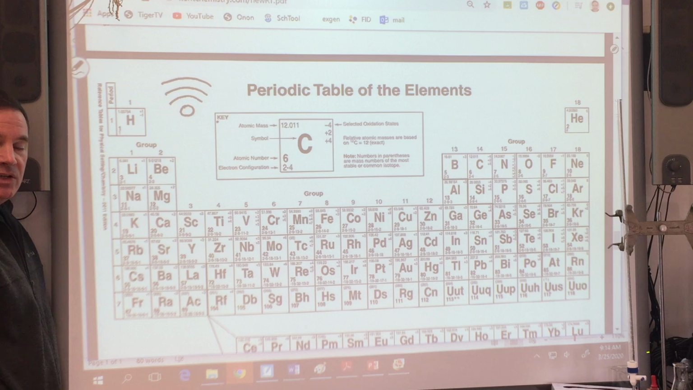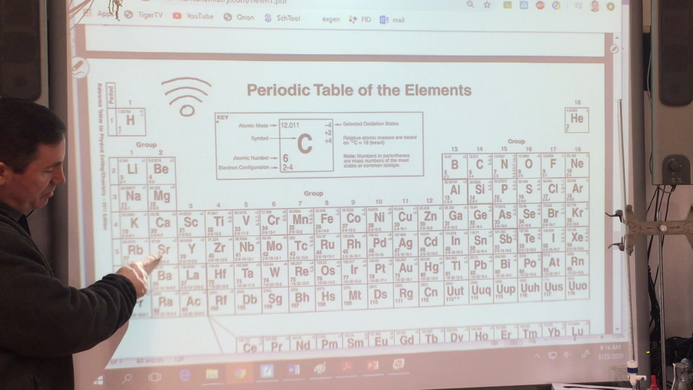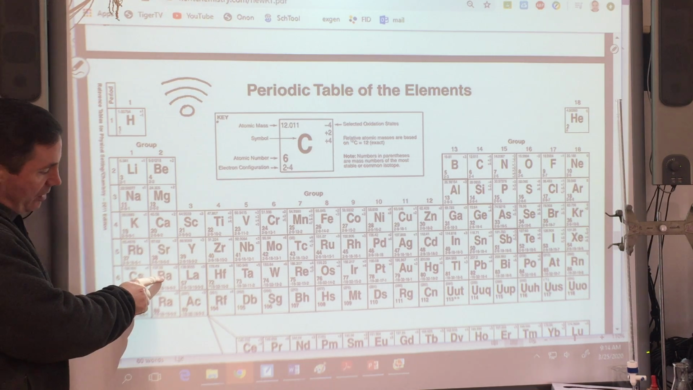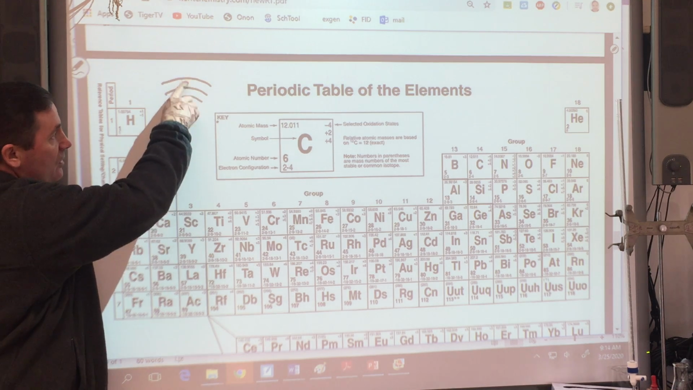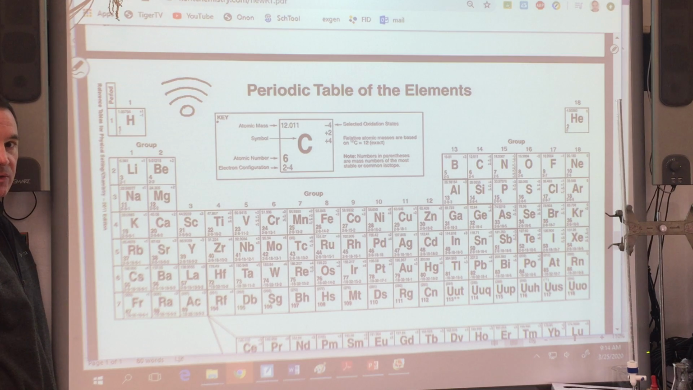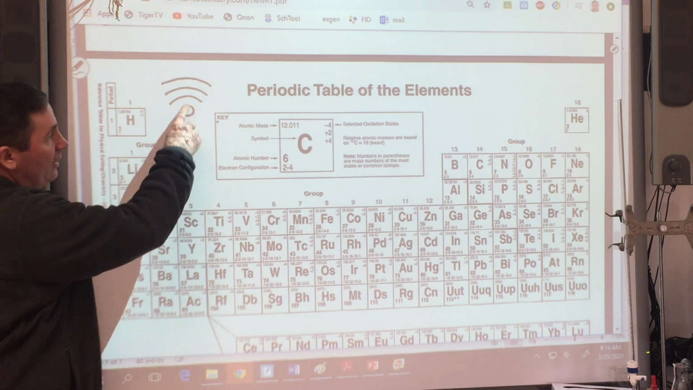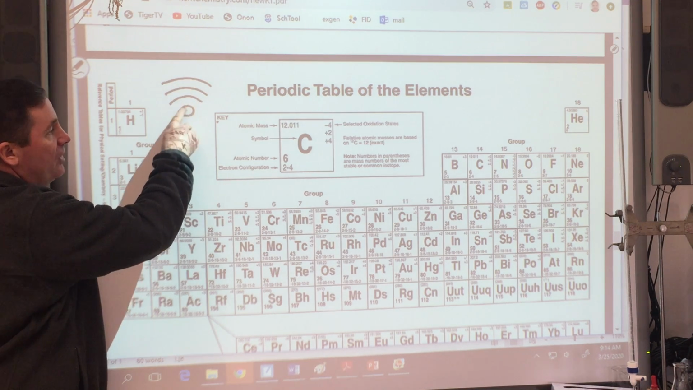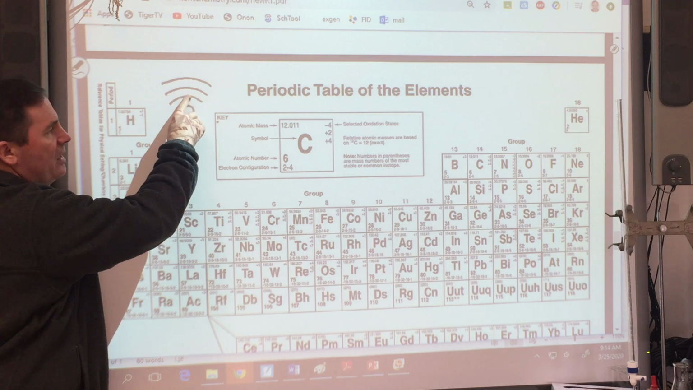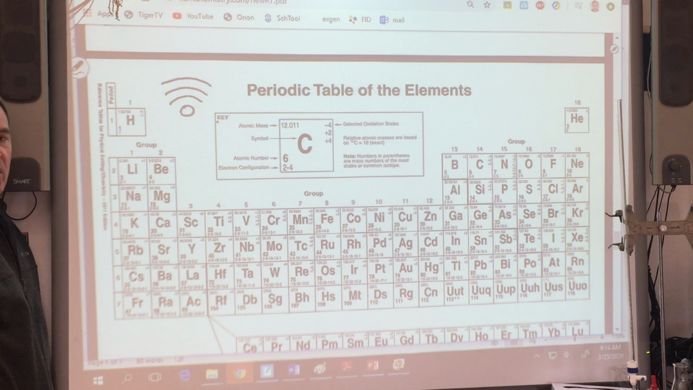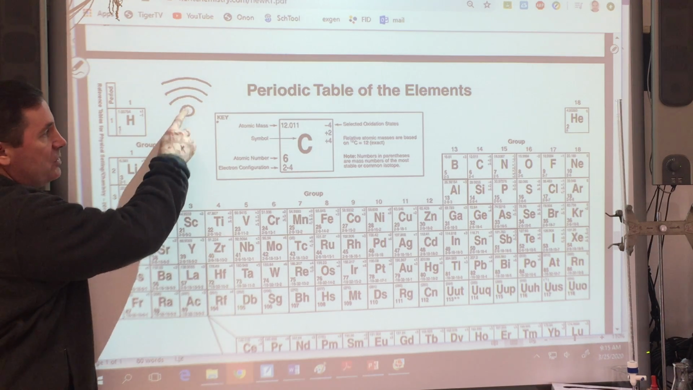Because of that, ionization energy goes down. Now, what would the attraction be between barium and strontium? Well, this one is a bigger atom, and because of that, there are more electrons in the way. We call that electron shielding. And because there are more electrons in the way of the attraction from the protons, the electrons are held less tightly by the proton.